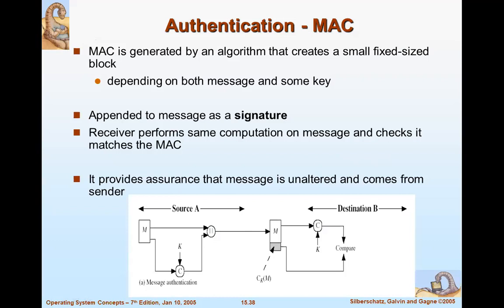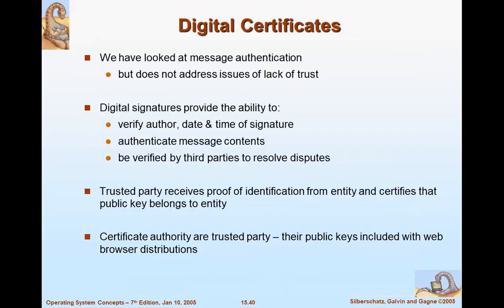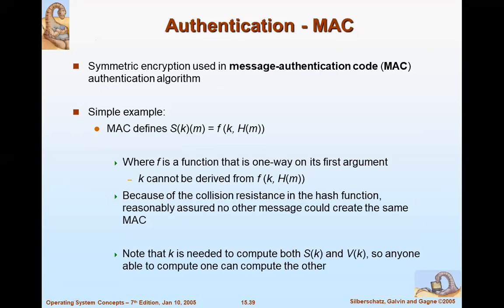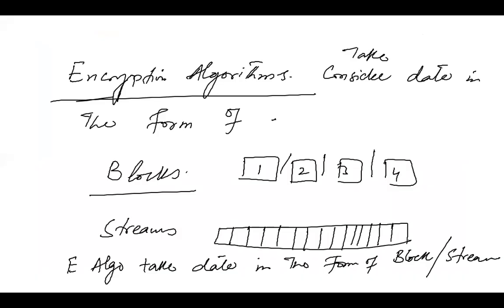The receiver performs the same computation on the message and checks that it matches the MAC, and if it matches, it means it is the same message he received without any alteration. It provides assurance that the message is unaltered and comes from the sender side. Over here you can see symmetric encryption used in a message authentication code, and in a simple example you can see SK applied to M, and then the authentication. Let me explain it by a simple example for you.